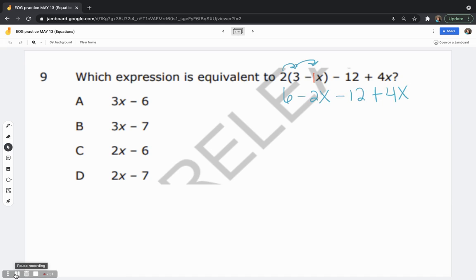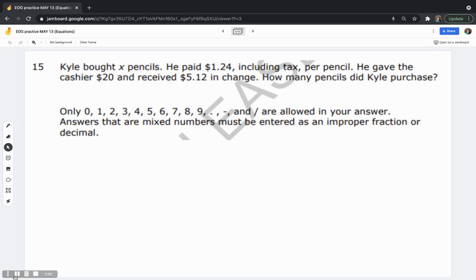And then I'm going to combine like terms so I can put together the -2x and the +4x. That would leave us with +2x. And then I can put together the +6 and the -12, which is going to leave us with -6. So 2x minus 6.